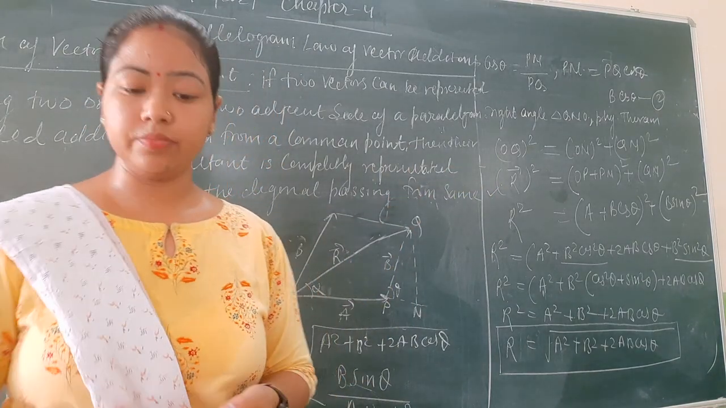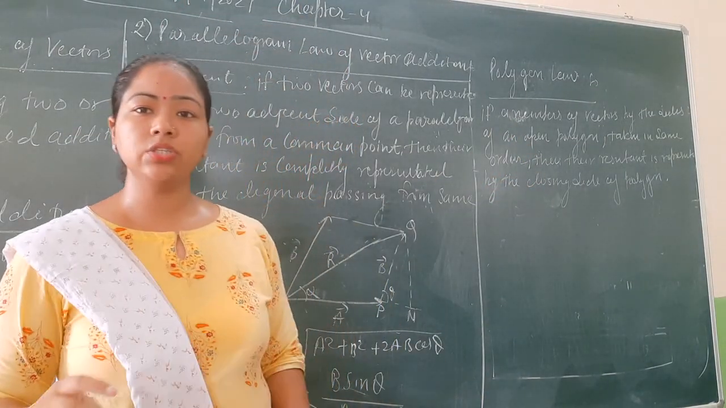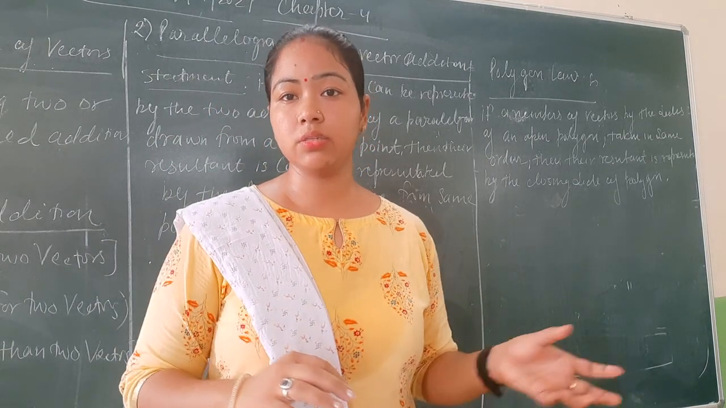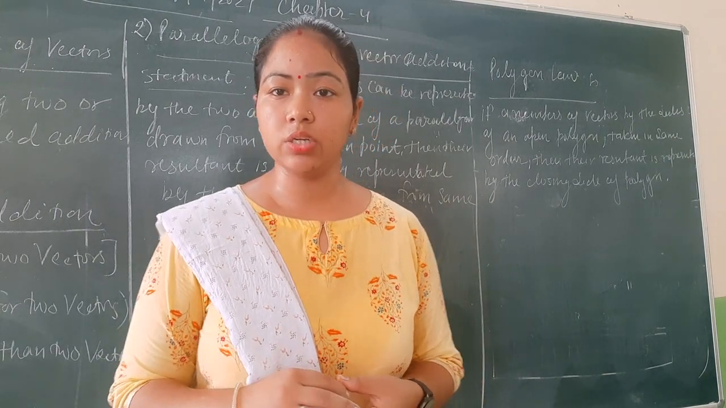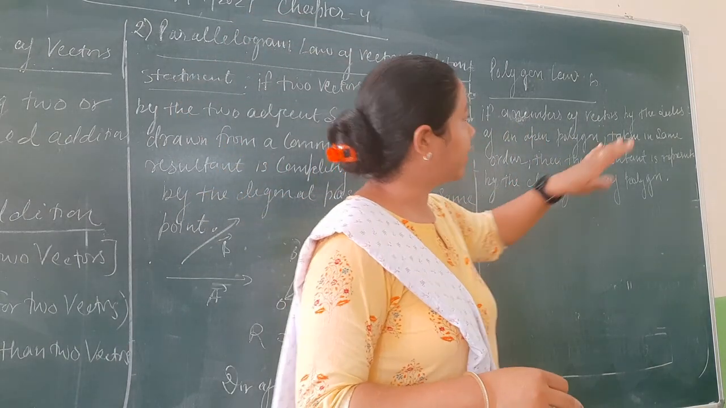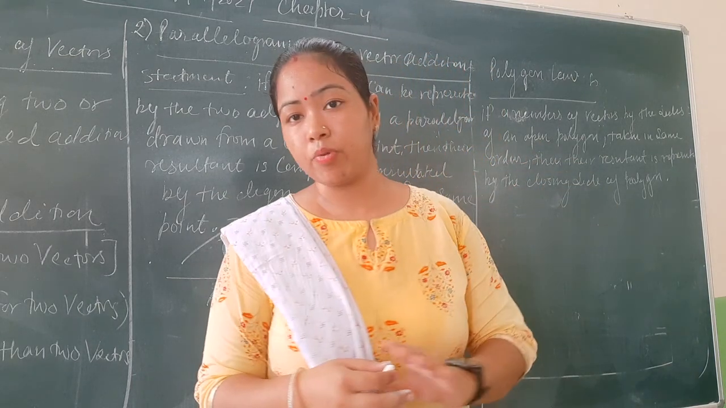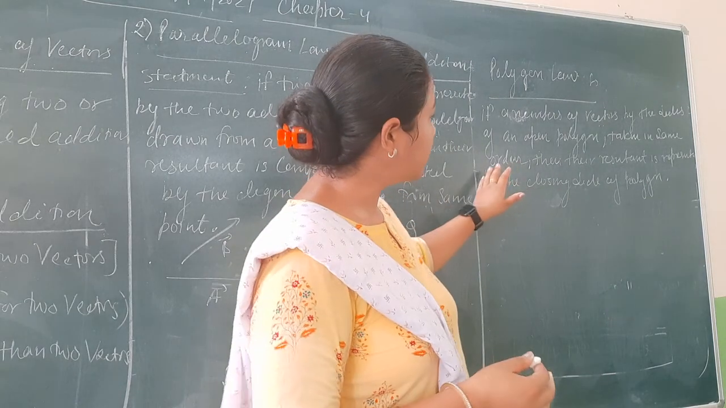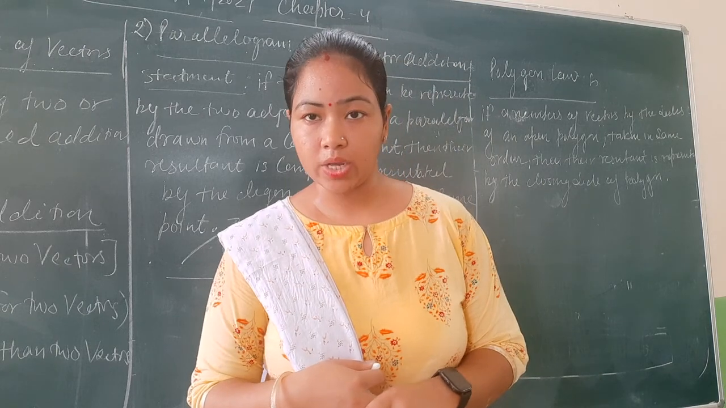Now the third one. Now we'll talk about the polygon law of vector addition. The polygon law of vector addition is a very simple law, and it is basically the summary of the triangular and the parallelogram law of vector addition, right? So what is the polygon law of vector addition? It states that if a number of vectors are represented by the sides of an open polygon, taken in the same order, then their resultant is represented by the closing side of the polygon, right?